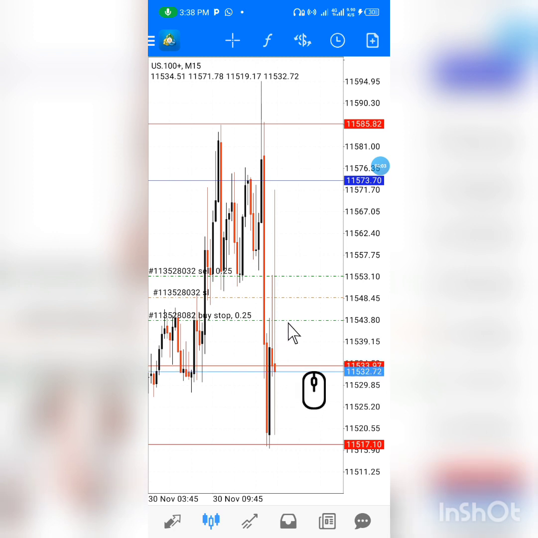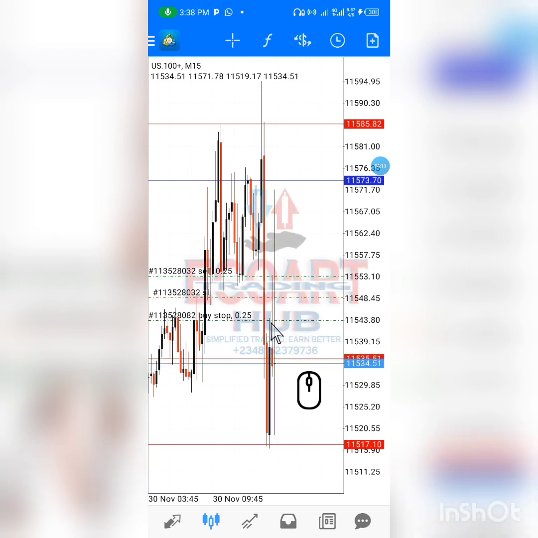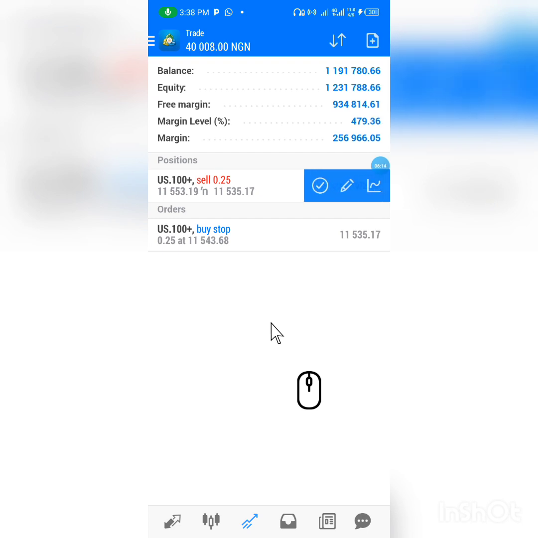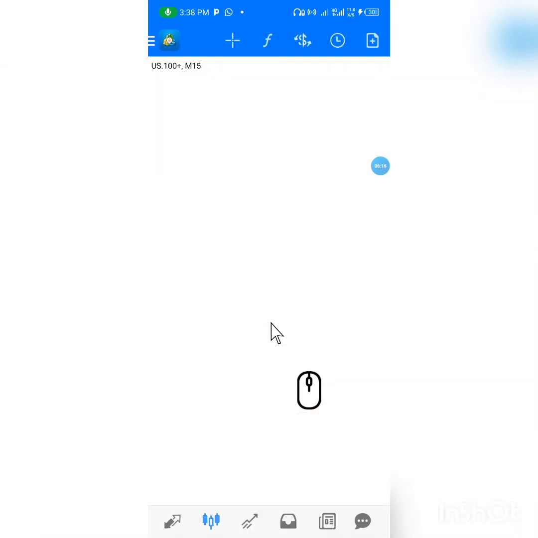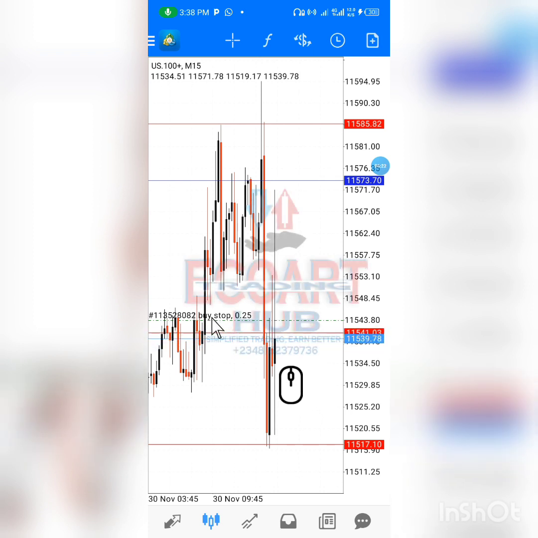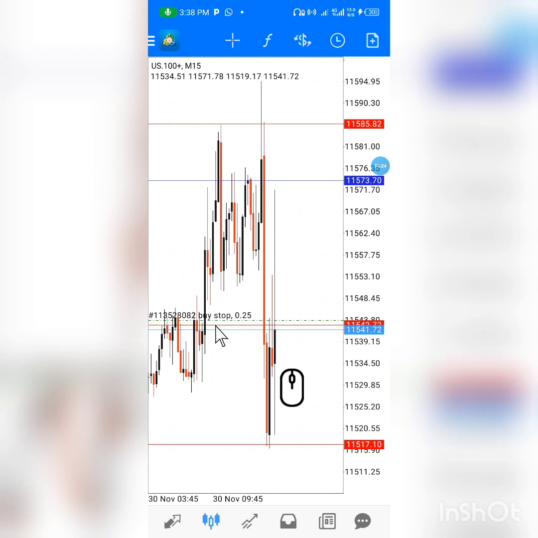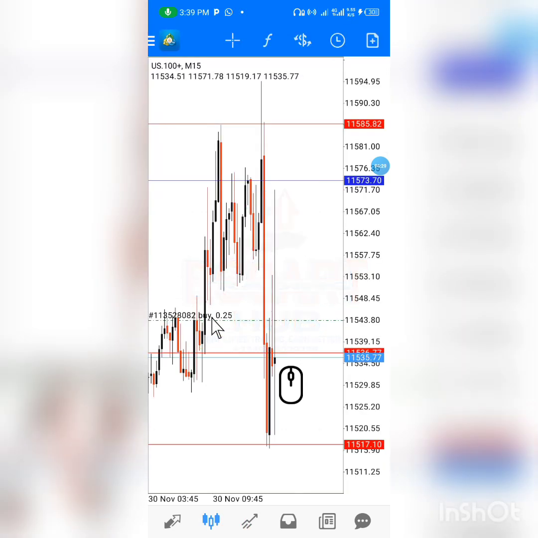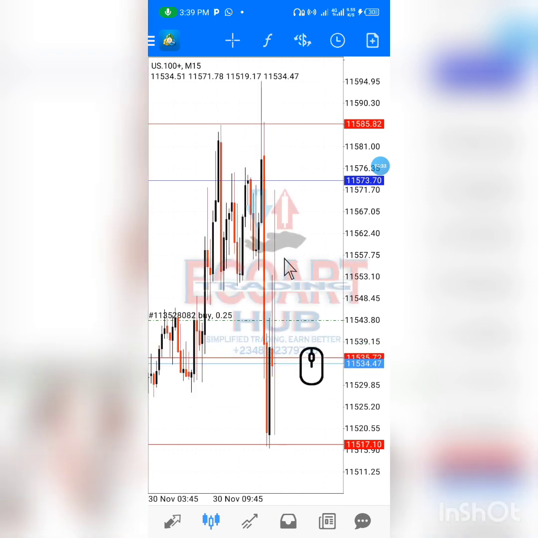So I have my buy stop order placed at this point. So whenever price gets to this region, it will be triggered as a buy. I'm going to close out this. So we'll have our buy stop. We are expecting this trade to be triggered. Once it's triggered, it will automatically be executed as a buy. Now it is triggered and our trade is running. So we are expecting the market to go up, so we'll make profits.